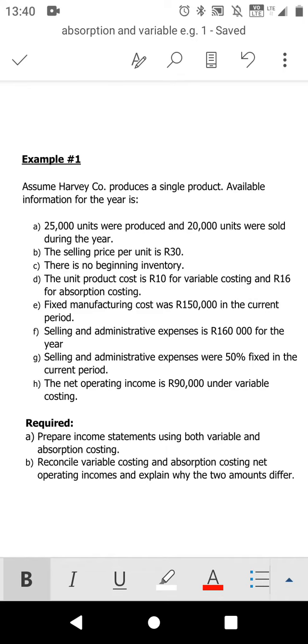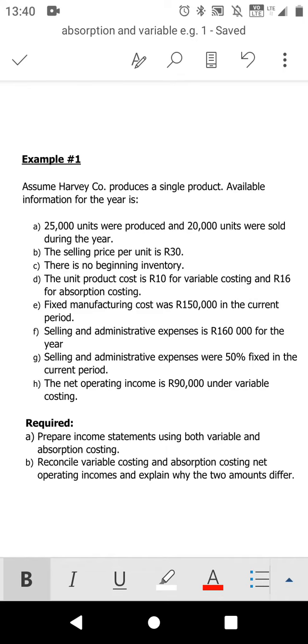What about the difference between these two? The difference between these two, we call it closing inventory. So it's not yet sold. Alright. Then the selling price per unit is 30 rand. Then there is no beginning inventory.